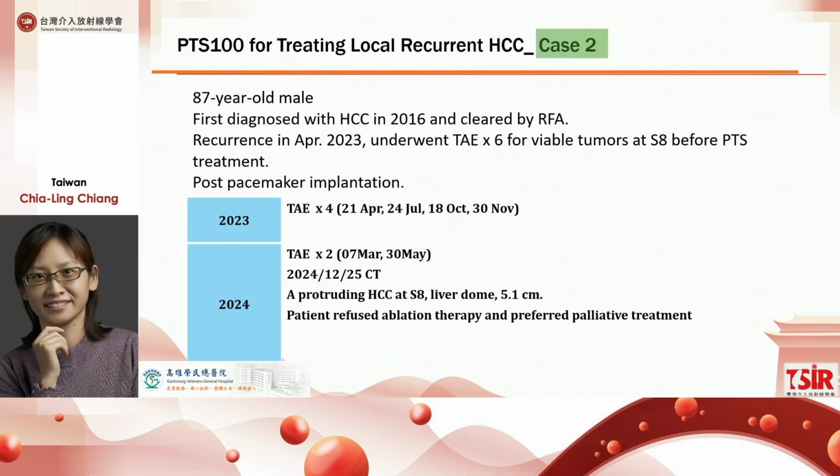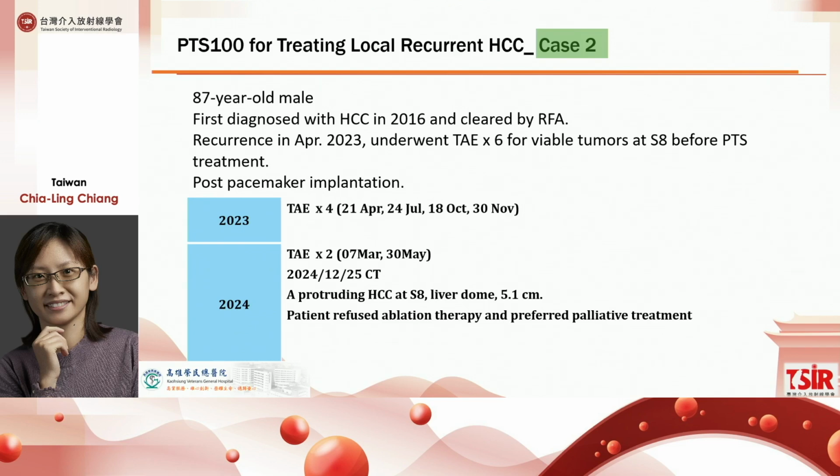The second case was an 87-year-old man. He was very old, and he first got HCC in 2016 and was cured by RFA. However, HCC recurred 7 years later, and he underwent TACE 6 times. Most lesions are under control, but the last tumor, only one viable tumor at S8, shows very difficult for embolization.